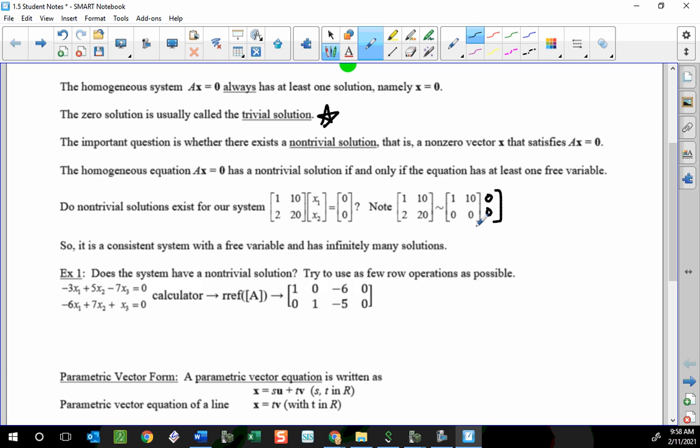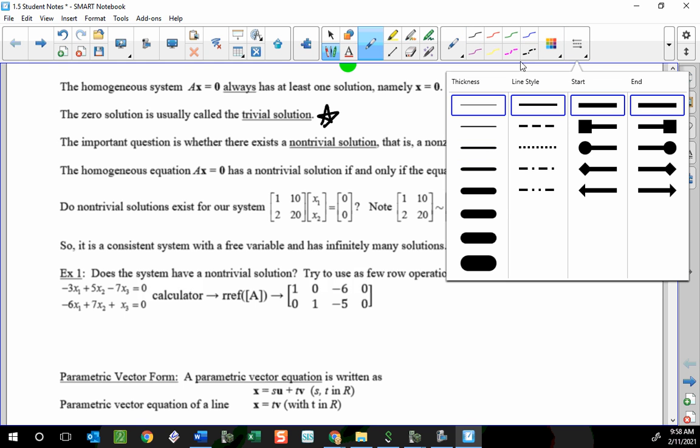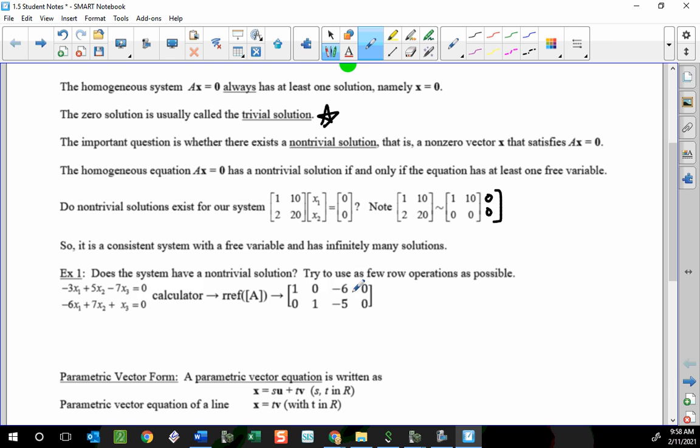It always has a trivial solution. You can always put zeros in for x1, x2, x3 and get 0, and the same thing in this bottom one. But does it have a non-trivial solution? Let's look at it. If you row reduce this in your calculator, I figured we've done enough of that lately, so we can skip right to it. This is what we get. Remember, this is our augmented matrix. Look at that: x3 is free.